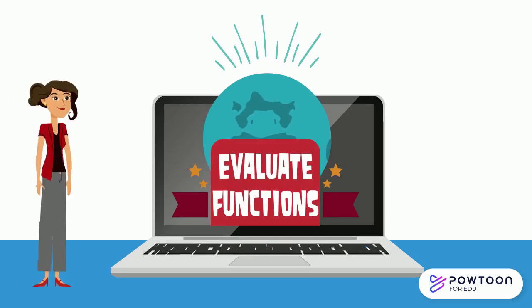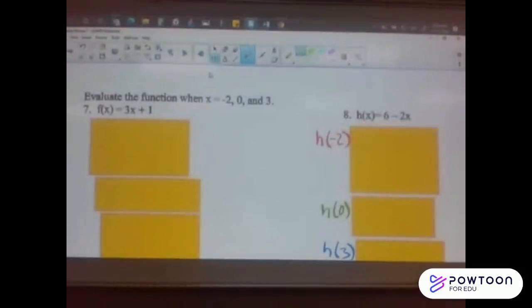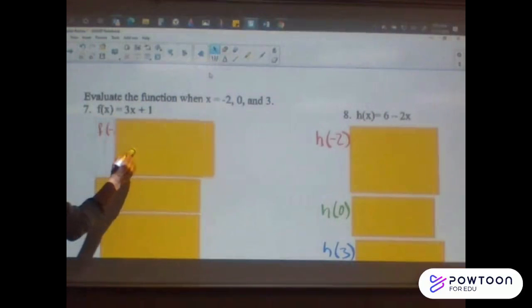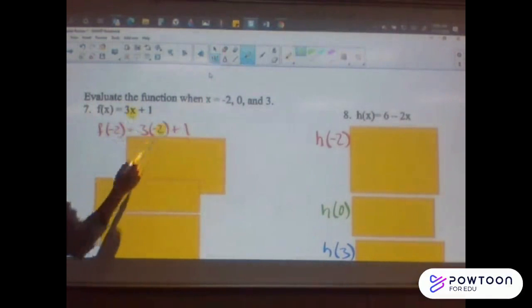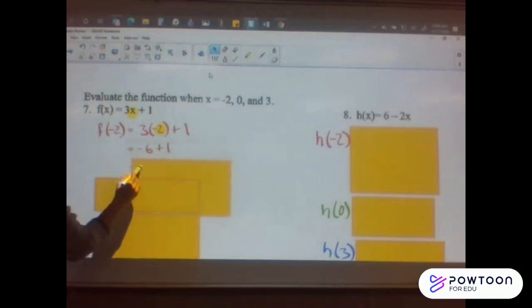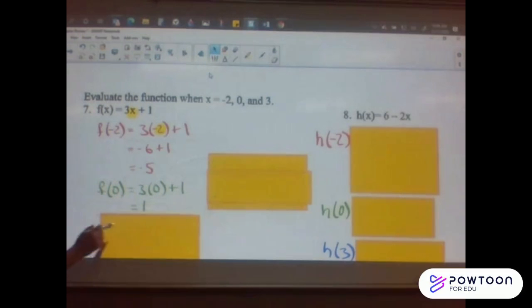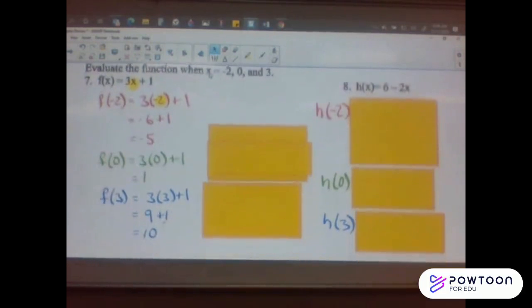Now we will evaluate functions. Okay, to evaluate functions at a given point. To evaluate f at -2, we substitute -2 in for the x in the function. And then we can go through and evaluate 3 times -2 is -6, plus 1 is -5. And we can do the same thing for f at 0. We have 3 times 0 plus 1, which is 1. And our f at 3, 3 times 3 plus 1 is 10.